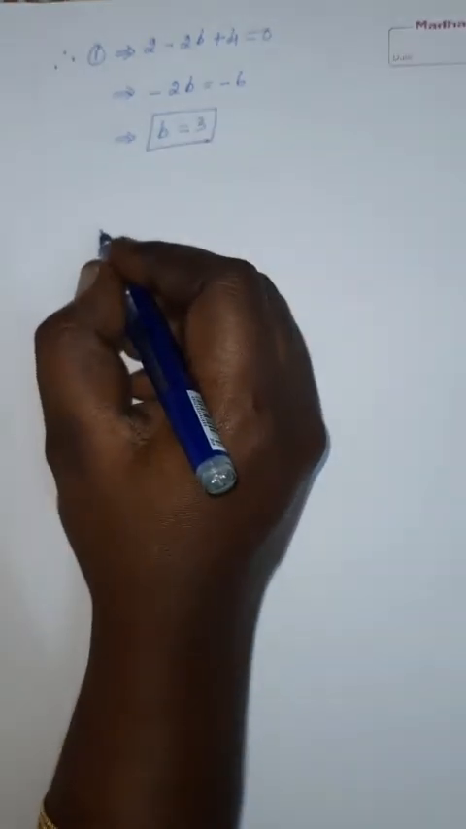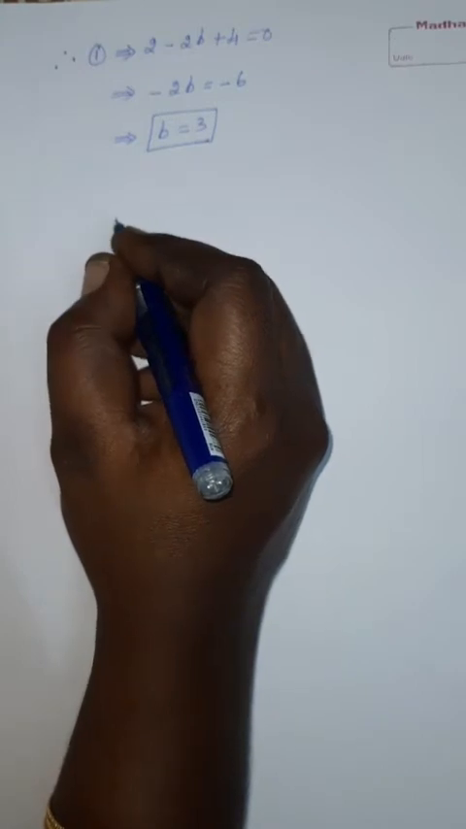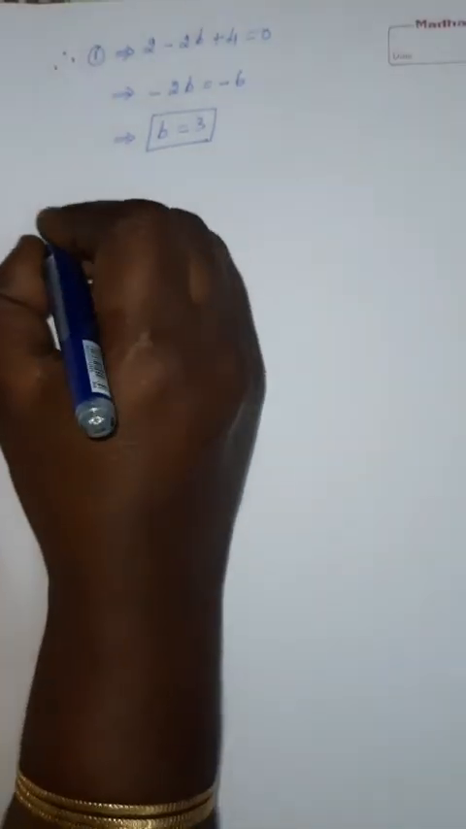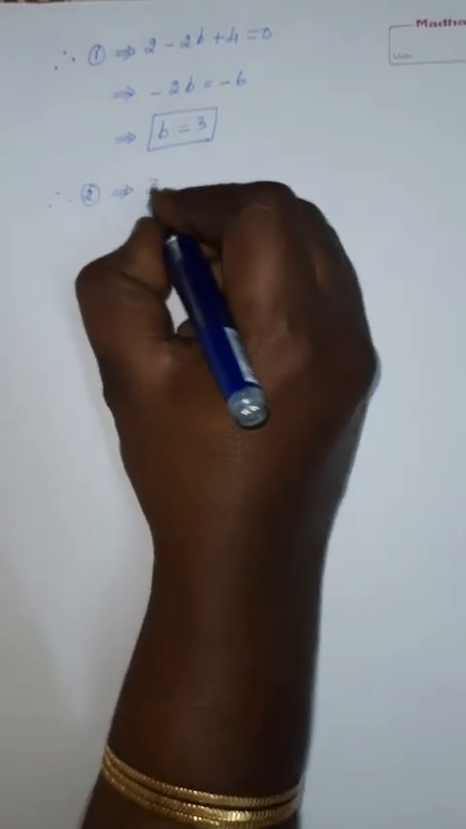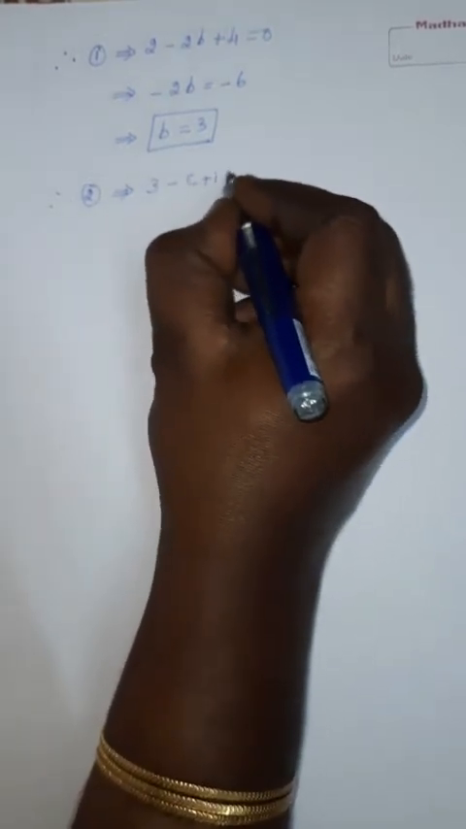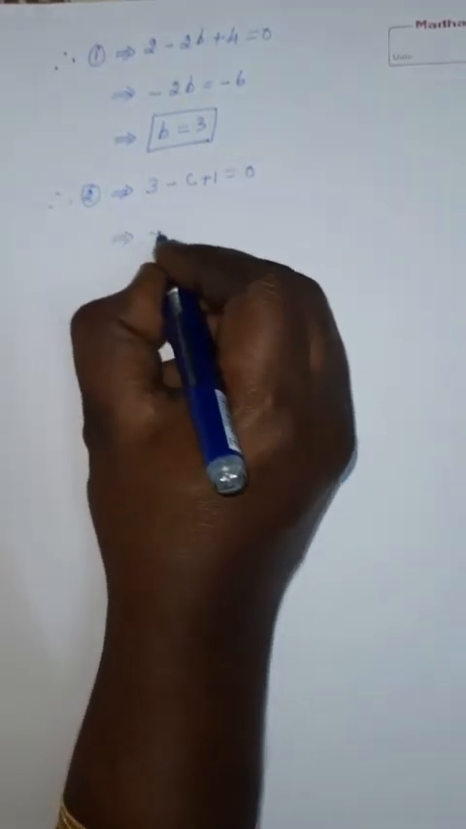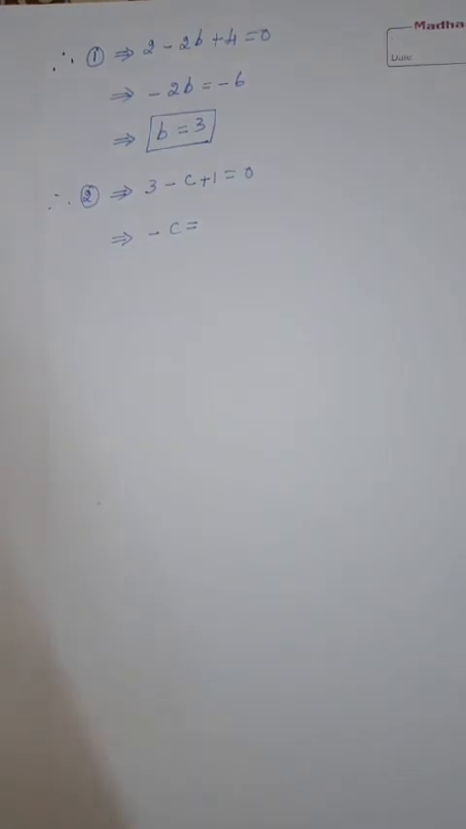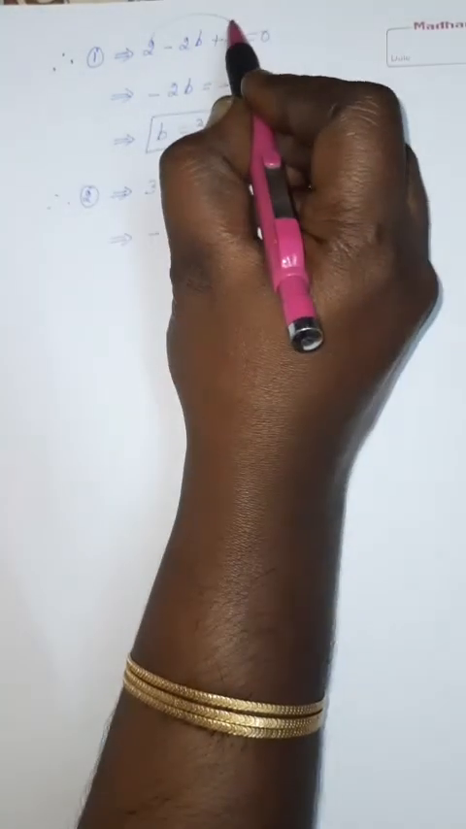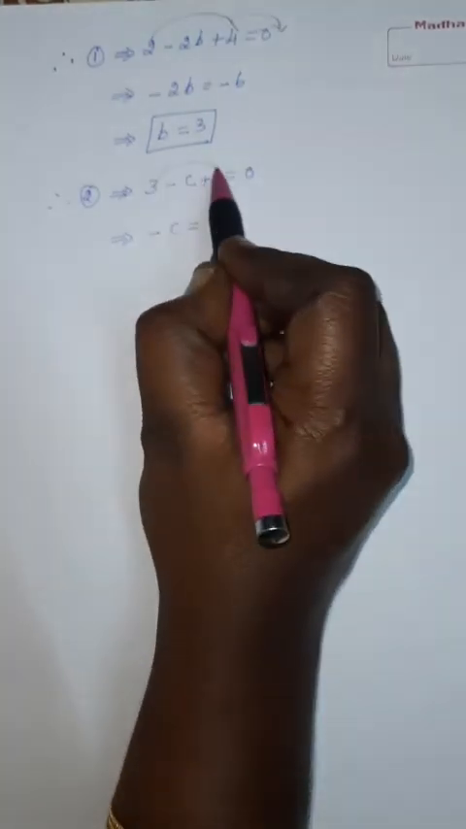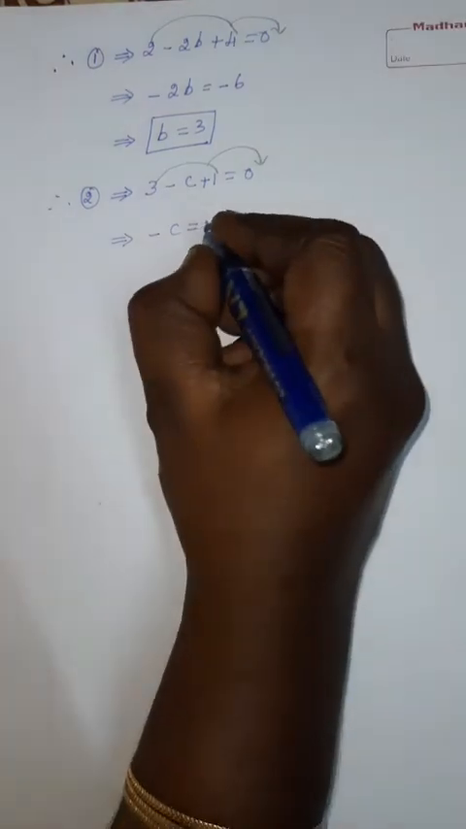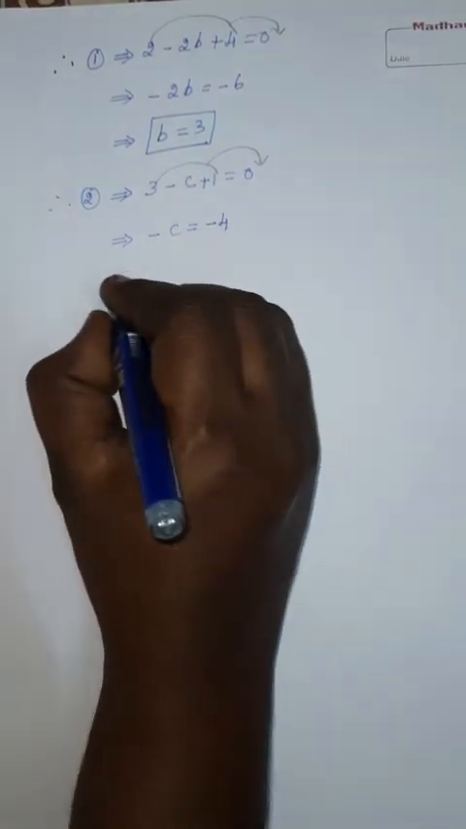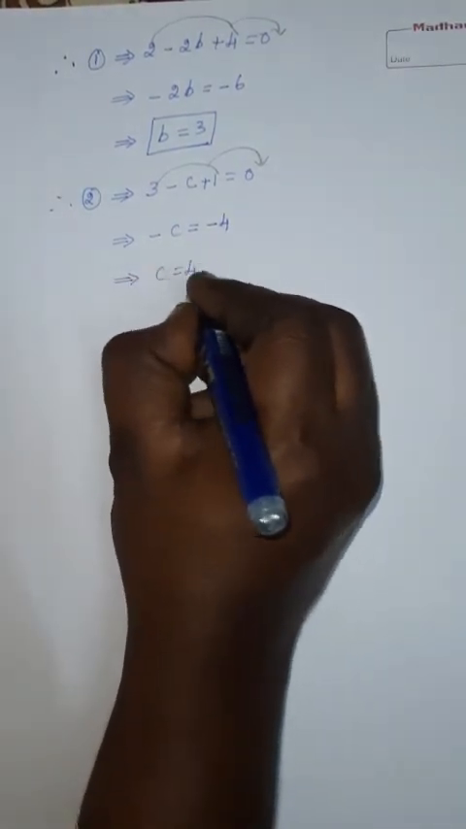Now we can find the c value. It is easy to substitute in the second equation. Therefore, equation 2 implies b value 3 minus c plus 1 equal to 0, which implies minus c equal to, this 2 you can combine and take to the other side. Here also combine and take to the other side. 3 plus 1 is 4. So when you take it to the other side it is minus 4. What about the c value? c is equal to 4.